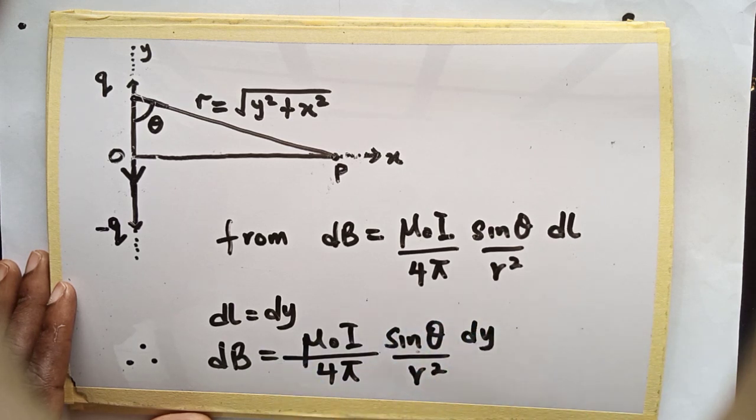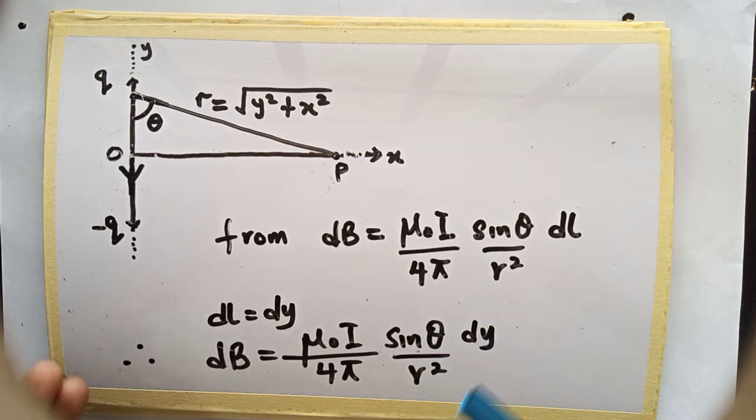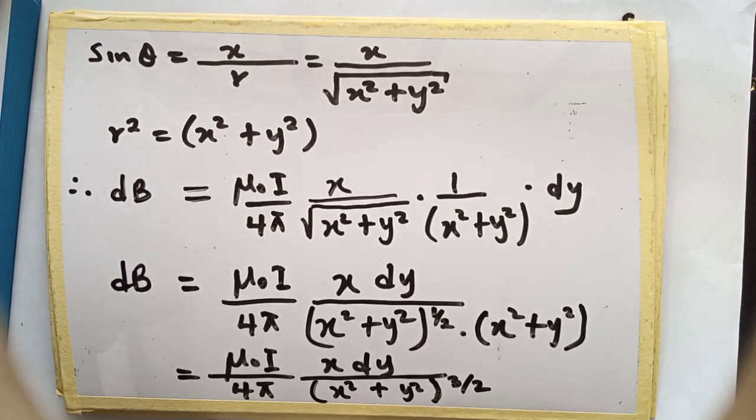Now that we know this, we need to find out the value of sine theta and the value of r squared. The reason why we want to find out the value of sine theta and r squared is because we want to express them in terms of known parameters, not unknown parameters. So we'll move on to the next slide.